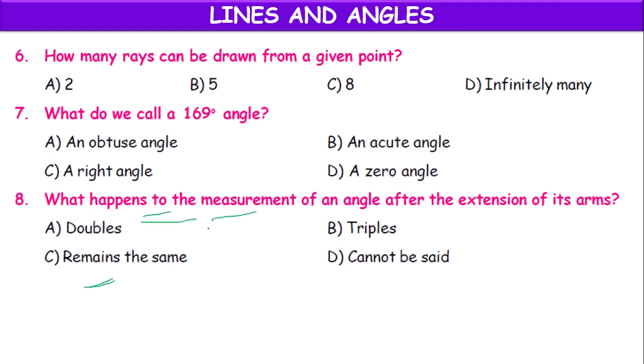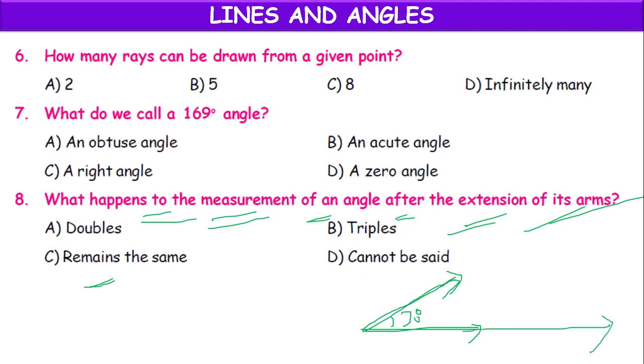So what happens to the measurement of an angle after the extension of its arms? Suppose we have an angle of 30 degrees formed by these arms. Though we extend the arms, the inclination will not change. It will be the same. So the answer remains the same.